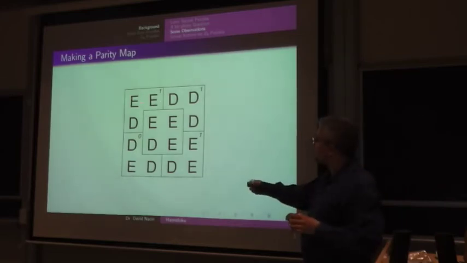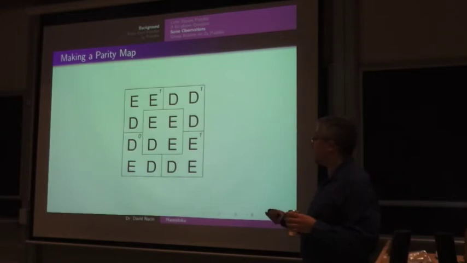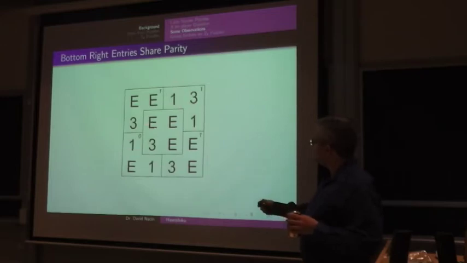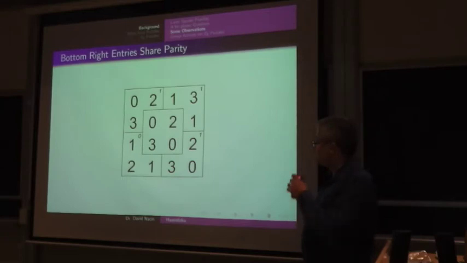But looking up here, these are two different evens, so they have to add to 2, so I know what this is. And now I can chase this 3 around the map: 3, 1, 3, 1, 3, 1, 3, 1. And then similarly, these two have to add to 3 because of the clues, so that's a 0, and I chase that around the map. So that's what I get.